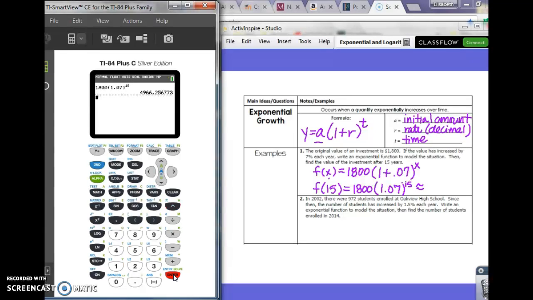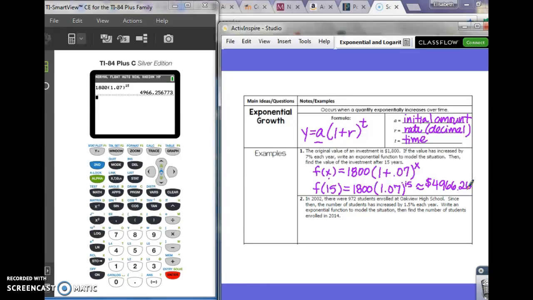And usually I have you round your answers to 2 decimal places. But again, we're dealing with money, so that again makes sense to round to 2 decimal places. So that's $4,966.26. And you're pretty much doing that throughout.